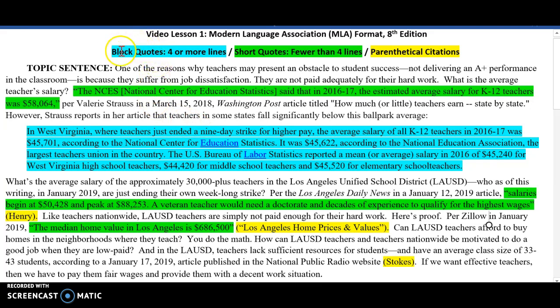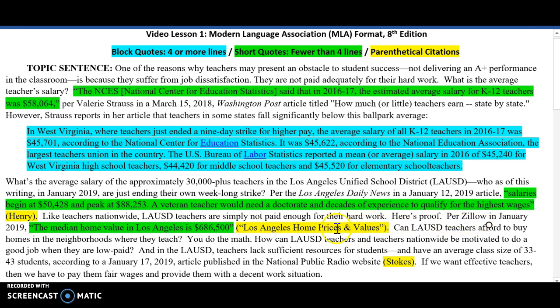Okay, let's cover the block quote first. What is it? So the block quote is 4 or more lines. When we have a block quote, what we do is we separate it from our own writing. So it's its own paragraph. We indent it 5 spaces or 1 tab. And because it's indented and in its own paragraph, we know it's a quotation, so we don't put quotation marks around it. Now, one of the things we have to do whenever we quote is include a parenthetical citation, which is usually the last name of the writer, the author of a quote, which can be a person or an organization here.